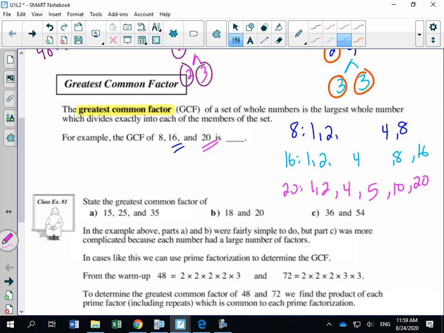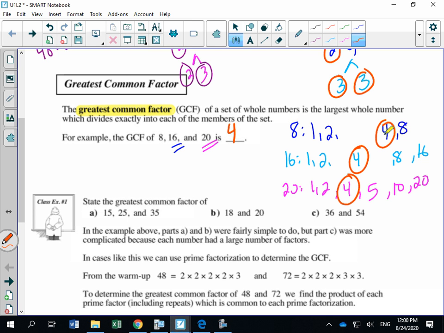And then they would have said, okay, well, what's the greatest common factor? So 1 is a factor, but there's a factor that's common in all three that's greater than 1. 2 is a factor. There's a factor, though, that's greater than 2 that's common. The answer is actually 4. So 4, 4, and 4 is my greatest common factor of 8, 16, and 20, right? 8 is not the greatest one. It would be, except 8 is not a factor of 20. So the greatest common factor is going to be 4.